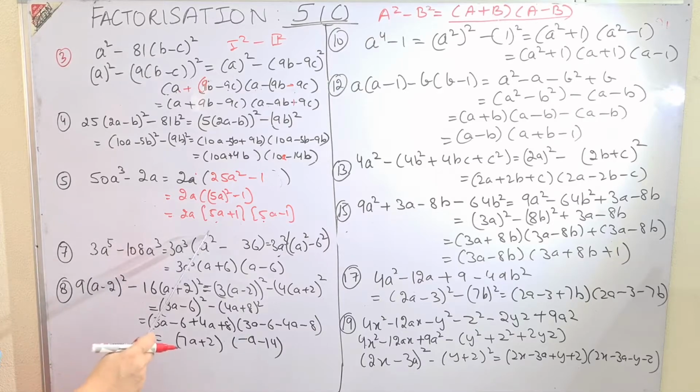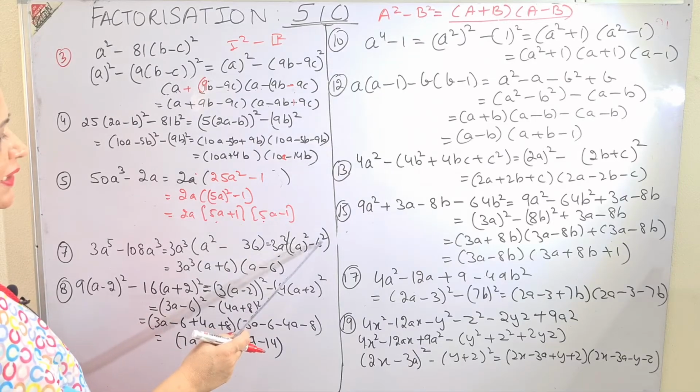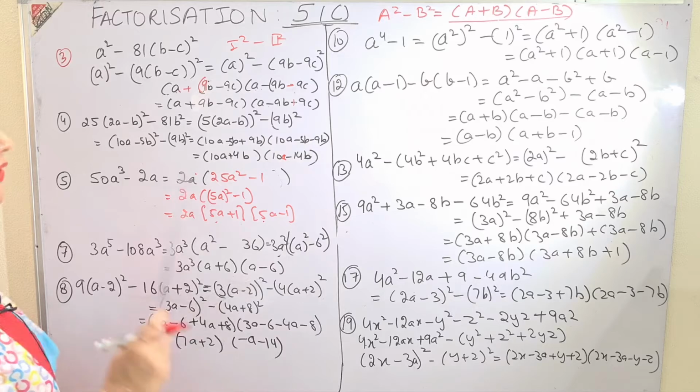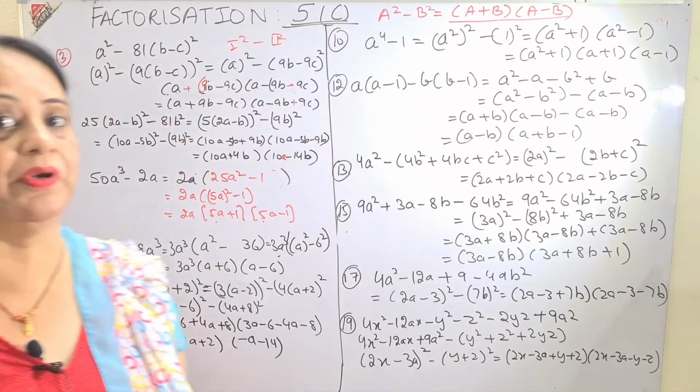I'm left with a square and 108 becomes 36. Again you can write 36 as 6 whole square, then 3a cube, a plus 6, a minus 6. See how easy it is if you will not cram.